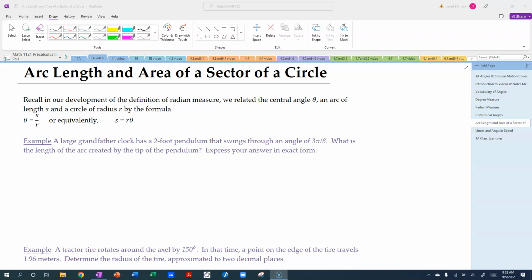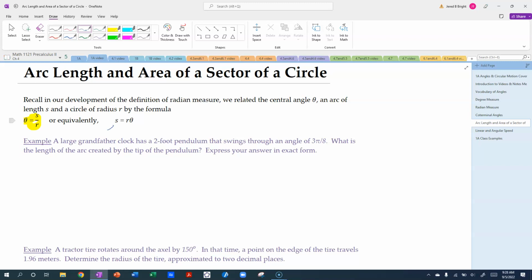In this video, we're going to revisit a formula that kind of got left to the wayside when we talked about radians. When we talked about radians, we saw this formula: theta is equal to s over r, where s is arc length, r is the radius of the circle, and theta is the central angle. If we rearrange this, we get something that's easier to type, but also pretty useful for us.